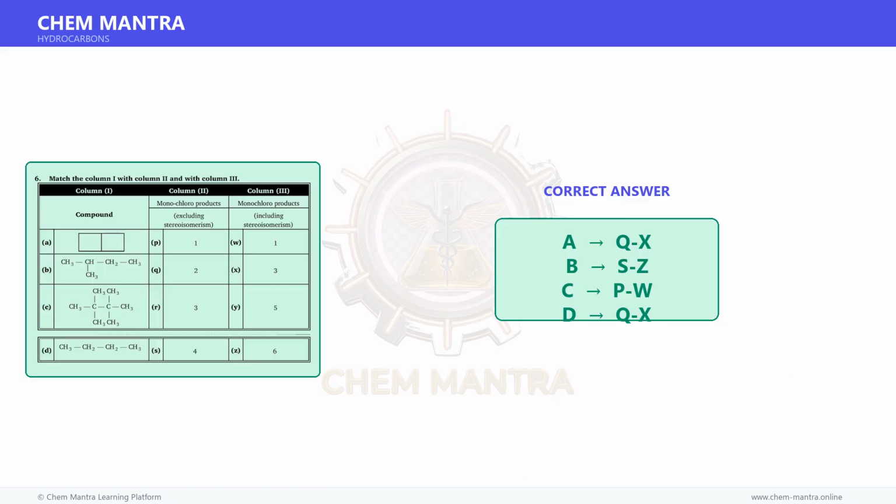Therefore, the correct matching is: A matches QX, B matches SZ, C matches PW, D matches QX.